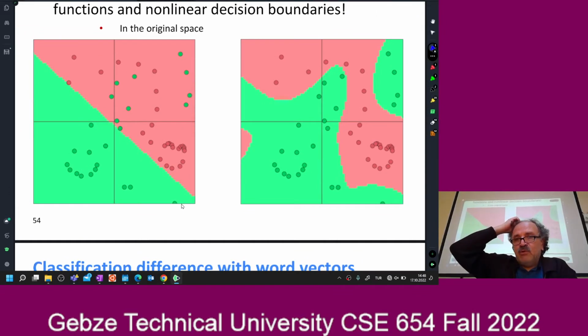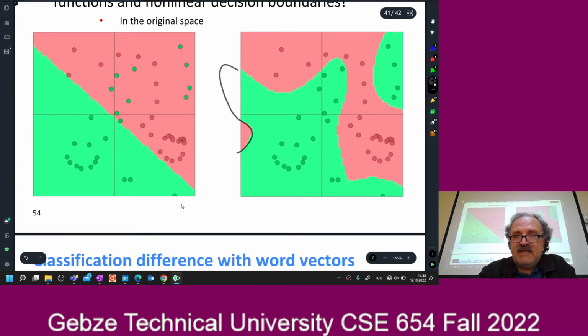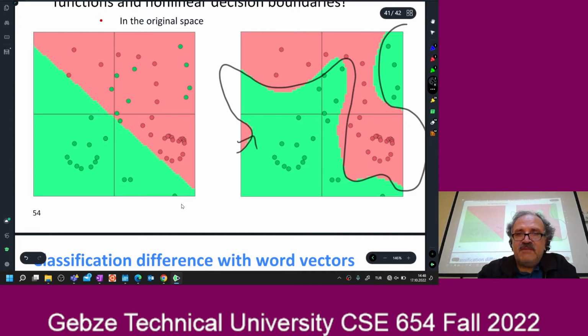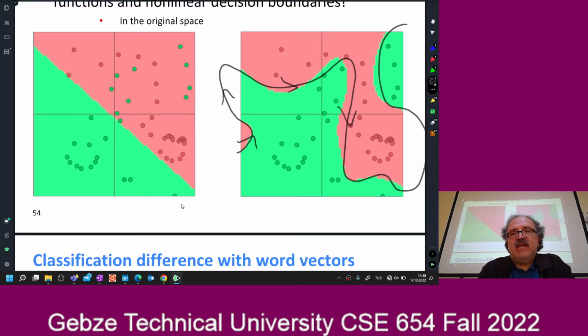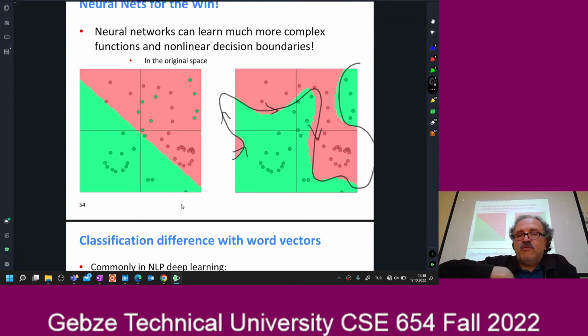If I need something more complicated like this, let's say this is my boundary. My boundary is like this. If I walk along this boundary, anything to the left will be positive, anything to the right will be negative. But how am I going to draw this boundary? It's not going to be as simple as drawing a line anymore. So my softmax will not work. So what am I going to do?